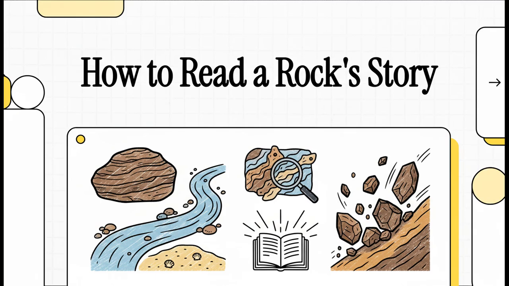Have you ever picked up a rock and just wondered? I mean, every single one has a story to tell about an ancient world. You could be holding a lost river, a forgotten beach, or even a massive cataclysmic landslide. Today, we're going to learn the language to read those stories.